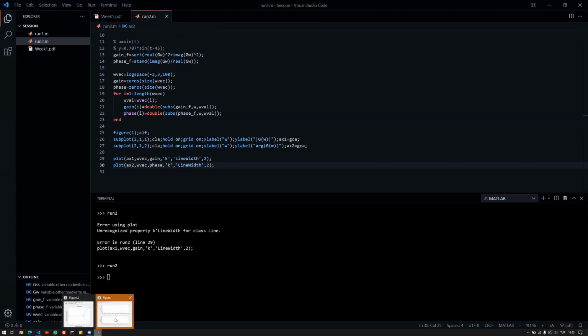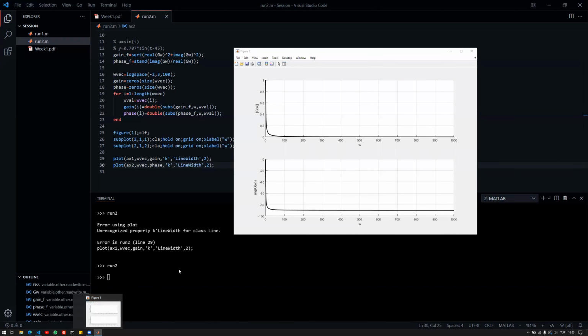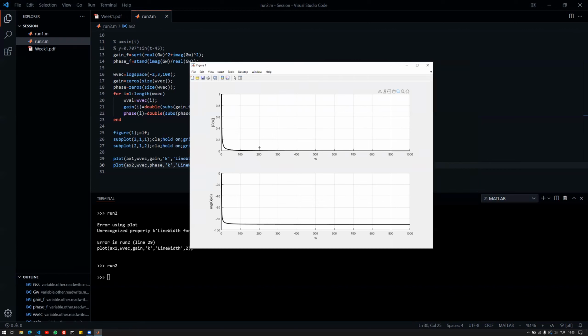Now, let me, by the way, close the second one. So, yeah, this is a bode plot. Even though it doesn't seem like one, it's still a bode plot.